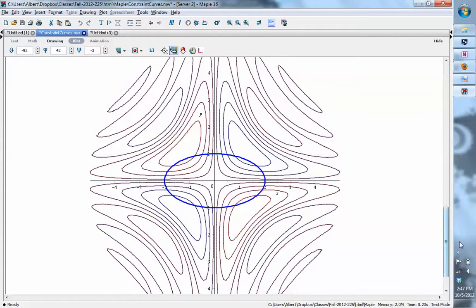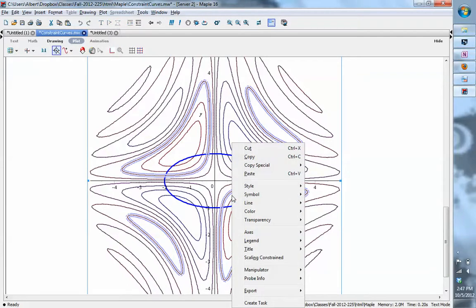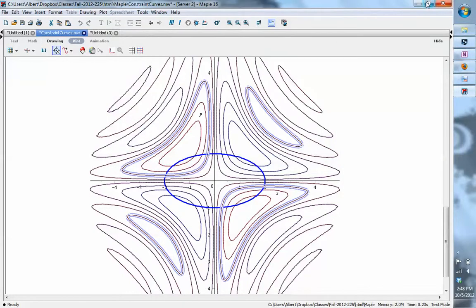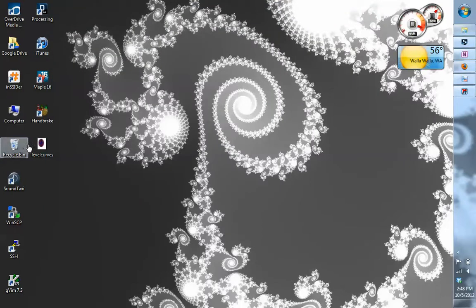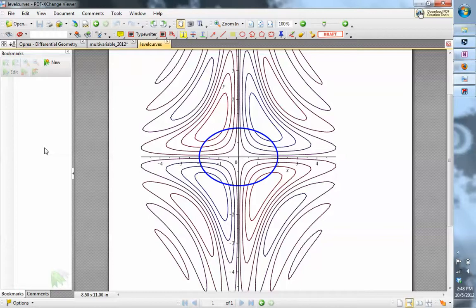Okay, and it turns out that it's better to work with this thing in an editor for what I'm about to do. So I'm going to export this thing as a PDF file. And yeah, let's call it that and put it on the desktop. Okay. So there's level curves, and I'm going to open it with my PDF viewer and go to notebook mode.